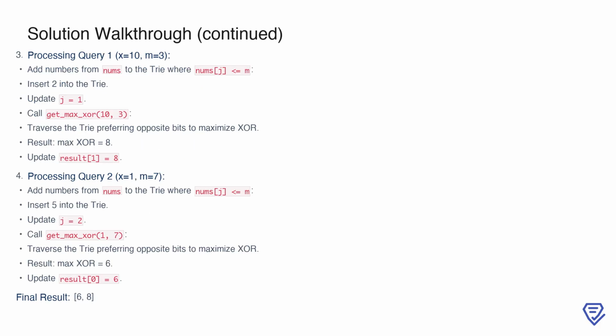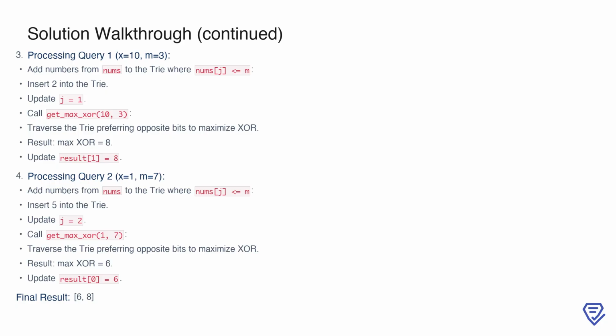For the first query with x equals 10 and m equals 3, we add numbers from nums into the tree where nums[j] equals m. Here, we insert 2 into the tree, updating j equals 1 as it's the only number satisfying the condition. We then calculate the maximum XOR for x equals 10 using get_max_XOR(10, 3). By traversing the tree and selecting the best bits, we find the maximum XOR result is 8. This value is stored in result 1, updating the array to -1, 8.